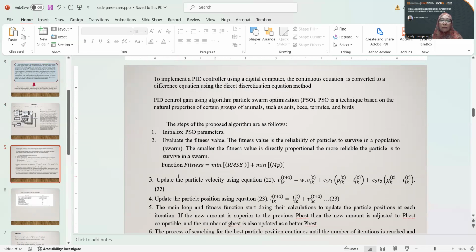To implement a PID controller using a digital computer, the continuous equation is converted to a difference equation using the direct discretization method. The PID control gains are tuned using the particle swarm optimization (PSO) algorithm. PSO is a technique based on the natural properties of certain groups of animals such as ants, bees, termites, and birds.